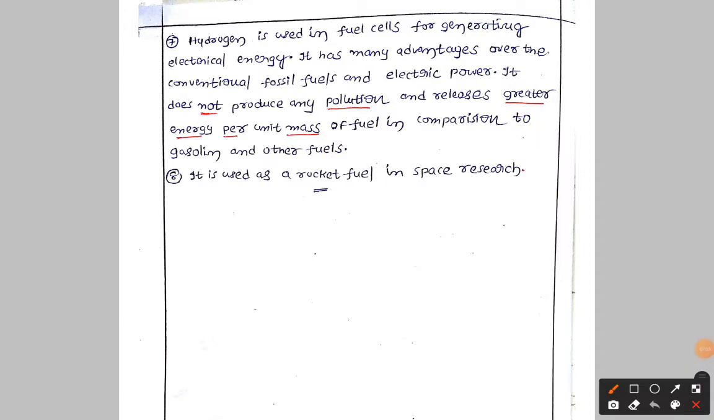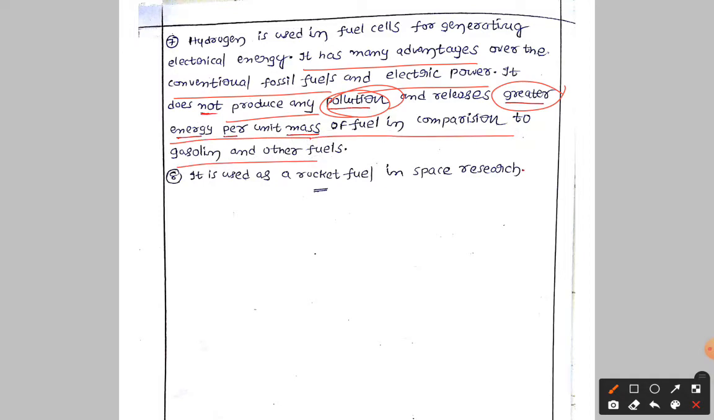Why are we using it? It has many advantages over conventional fossil fuel and electric power. Here we have so many advantages. First, pollution: it does not produce any pollution, and it releases greater energy per unit mass of fuel in comparison to gasoline and other fuels. For example, if gasoline gives some mileage, hydrogen gives more mileage. So the energy is also more compared to other fuels.